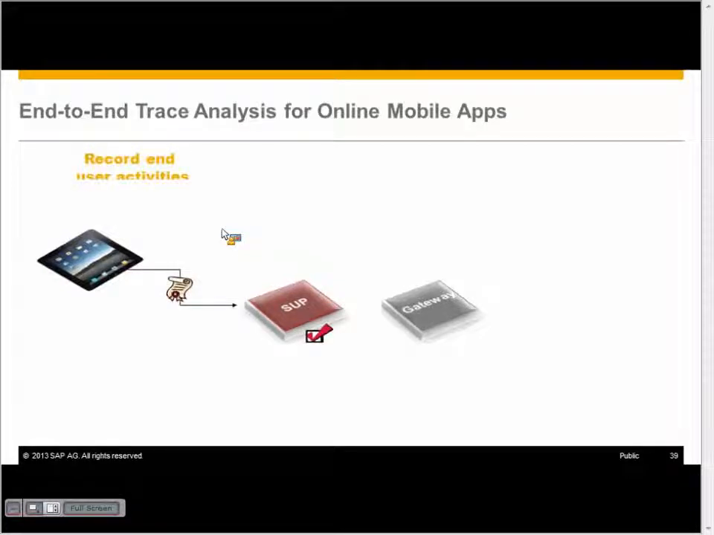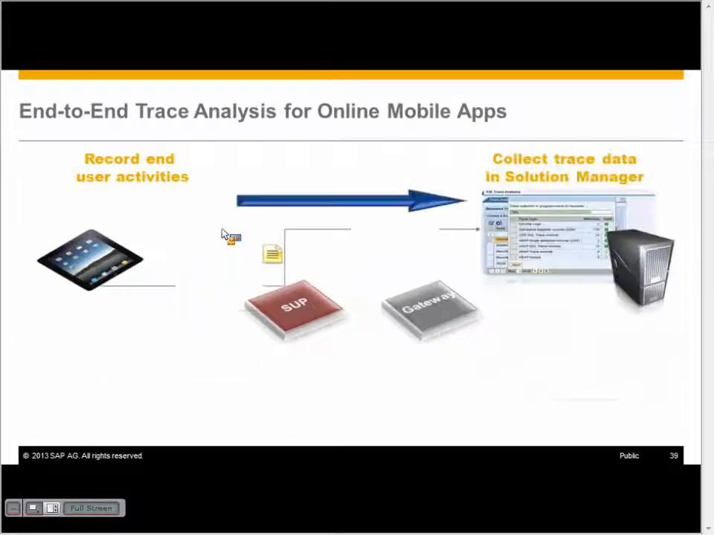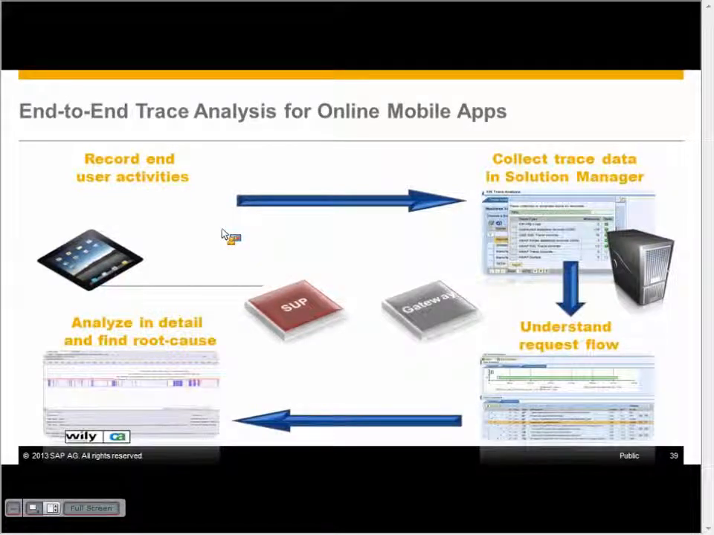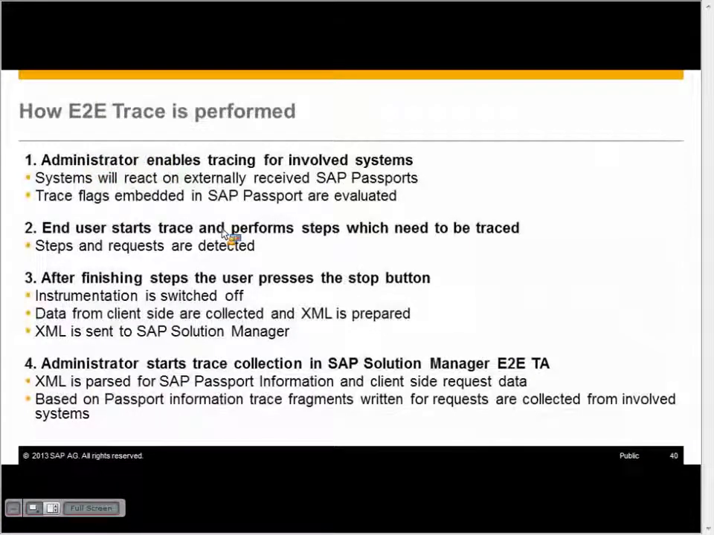So, the user will do a particular operation, and then we will do tracing on all the machines we are passing through, including the gateway, and then collect the data from each of them, and then we can analyze it in the SUP Solution Manager to find out where the root cause is. So how do you enable this one? Basically the administrator will enable the tracing of the applications on this one. So the trace has been enabled on the SUP side. Once this global flag is enabled, the users can now start tracing. So the user will initiate the trace and then start the operations.